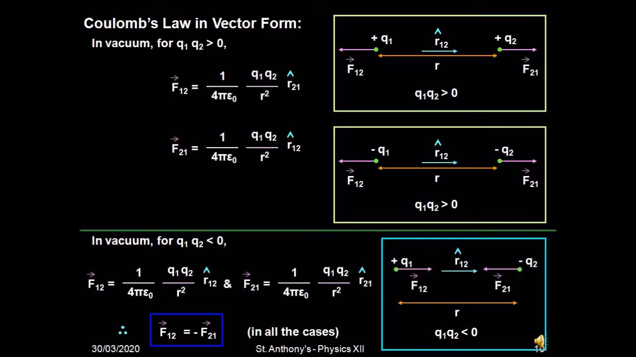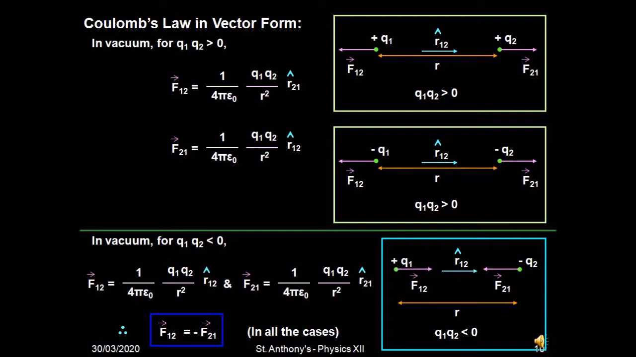Now let us understand Coulomb's law in vector form. As we know, any vector is magnitude plus direction. So for magnitude, Coulomb's formula is sufficient: 1 upon 4 pi epsilon 0 q1 q2 upon r square. And to denote the direction, we put a cap. So this r21 cap or r12 cap, what does it denote?